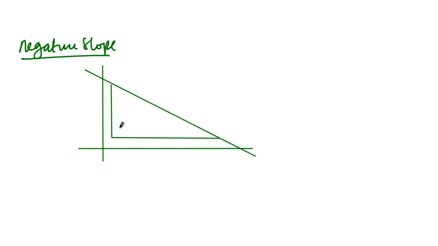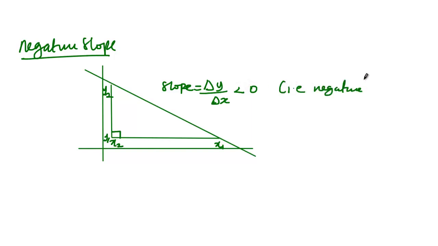So this is a right triangle. Now that you have your right triangle, you can label this. This is your y2, this is y1, this is x2, and this is x1. So your slope, which is change in y over change in x, is less than 0. That is negative. Now let's see how it's going to be negative.